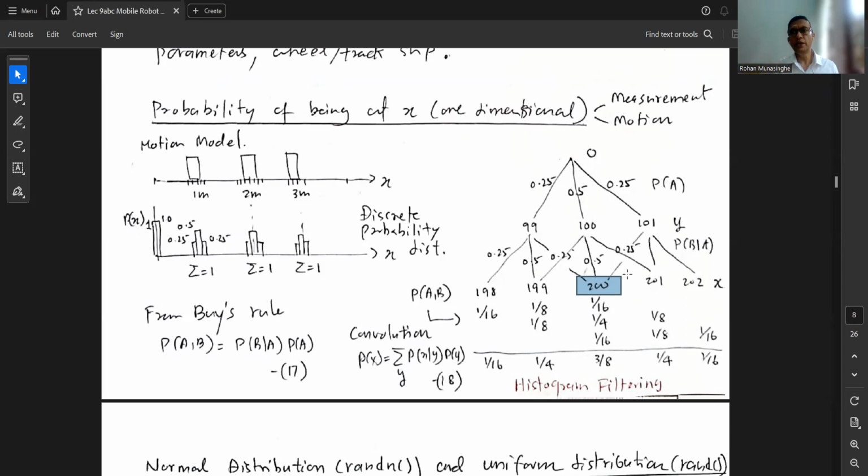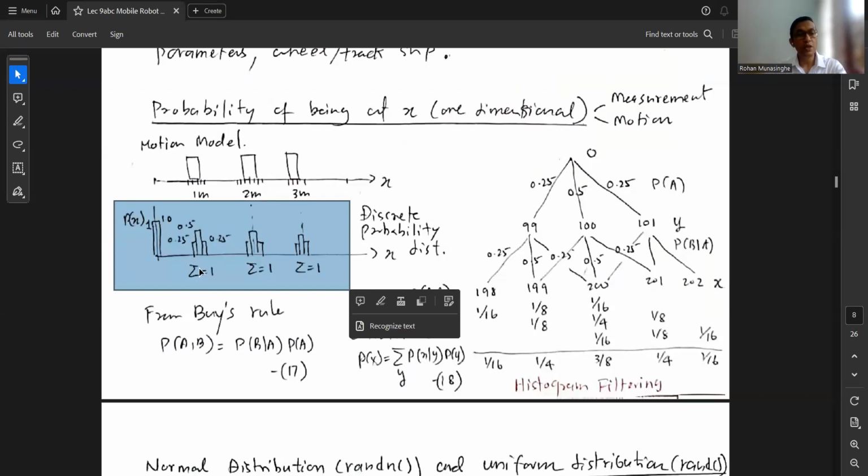So you can continue this for the next steps, the 3 meter, 4 meter, 5 meter, 6 meter. Then you will see this is growing and it becomes out of control. And this is what is called histogram filtering. Remember the word histogram filtering. Why? You can see the histogram here. After 1 meter, it looks like this. After 2 meters, it looks like this. After 3 meters, it looks like this, like that.